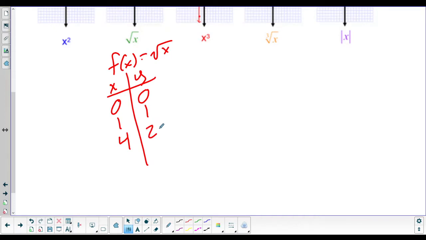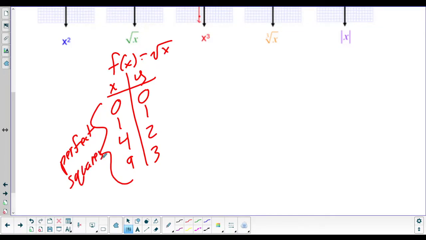So 1 times 1 is 1. 2 times 2 is 4. 3 times 3 would be 9. So 9 is the next number that's going to be easy for us to plug in. So this is going to be 3. And then you want all your perfect squares over here, and then the y's are the number that you squared to get these. So you'd have 16 and 4, 25 and 5, 36 and 6, and so on.